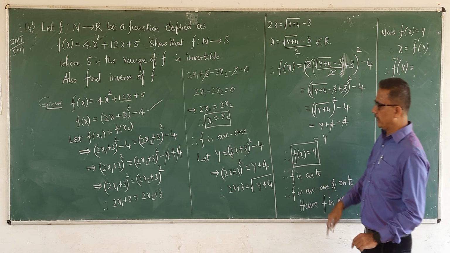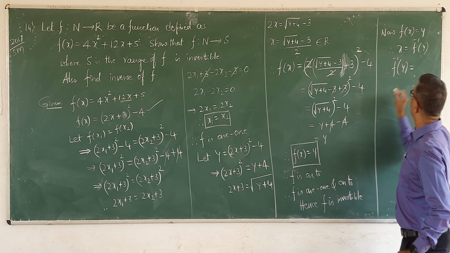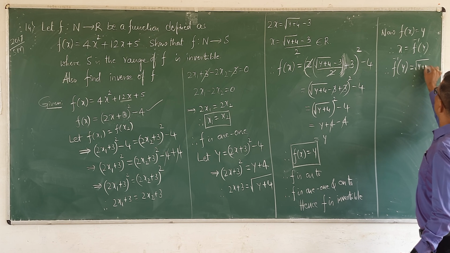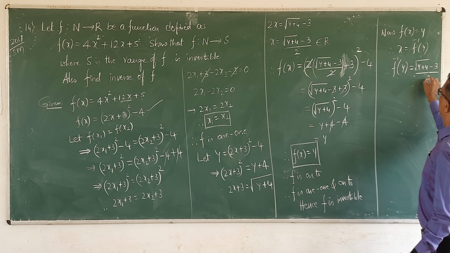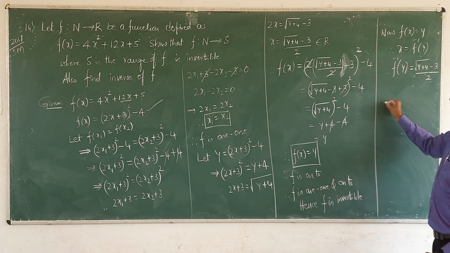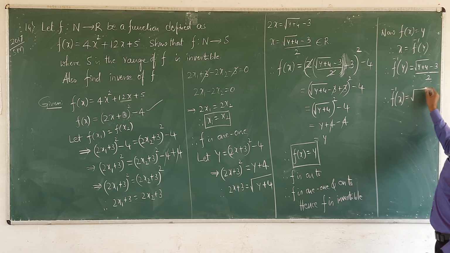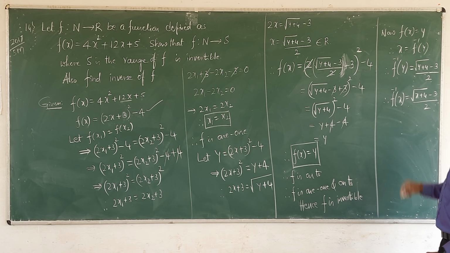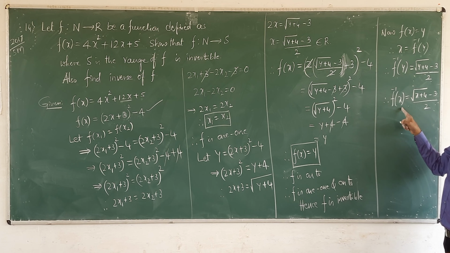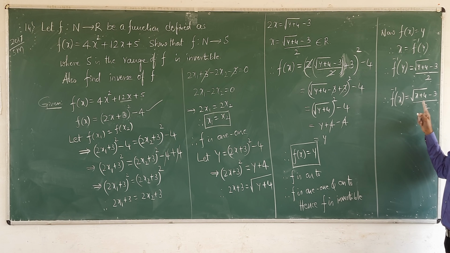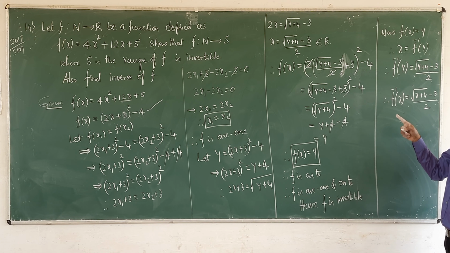X. But what is the x value? Root y plus 4 minus 3 divided by. Therefore, what is inverse image of x? Replace y by x. Root of x plus 4 minus 3 divided by. This is inverse image of y. That is inverse image of x. That is 5 mark question.